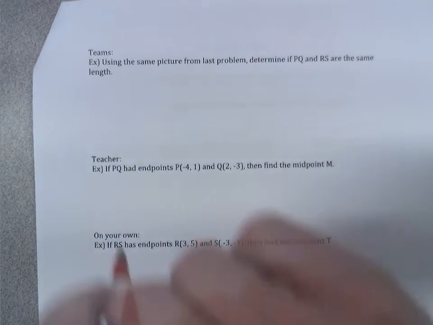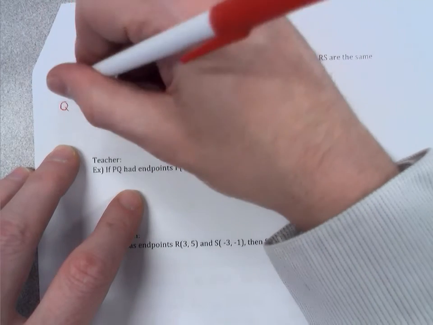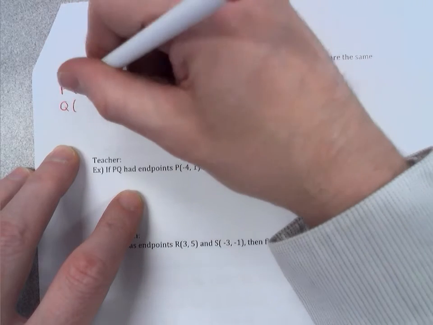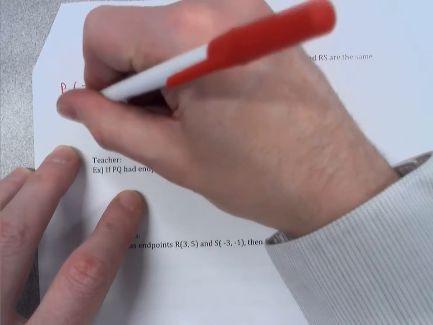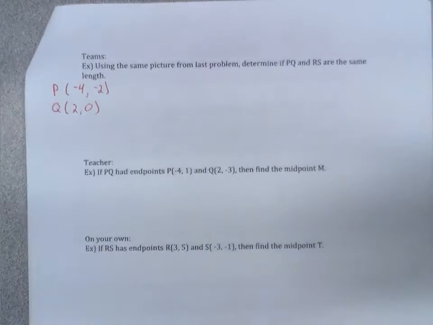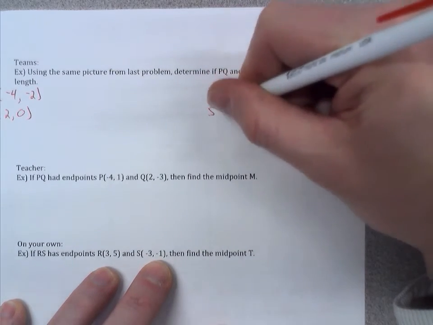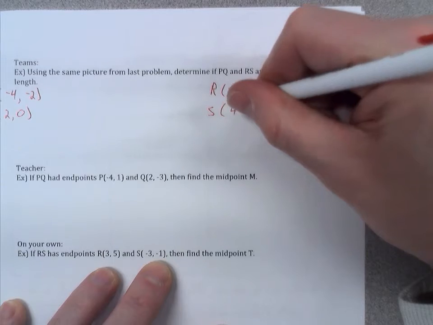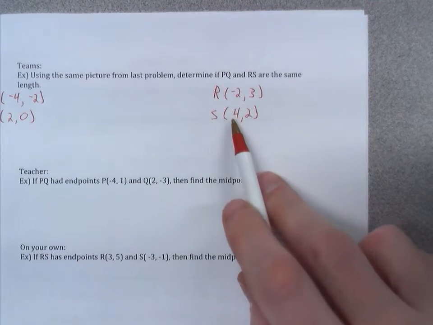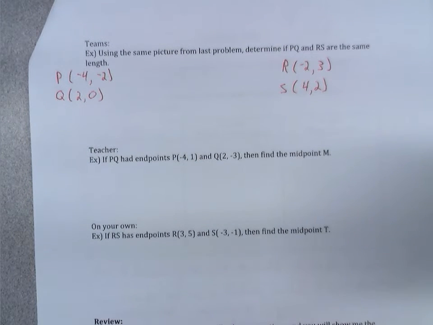And what we'll do is we'll find the coordinates of P and Q, which are -4, -2, to 0, okay? And then the coordinates of R and S, which are -2, 3, and 4, 2. So those are just where those points are at. And then we can use those, and then we can use our distance formula to find out if they're equivalent.